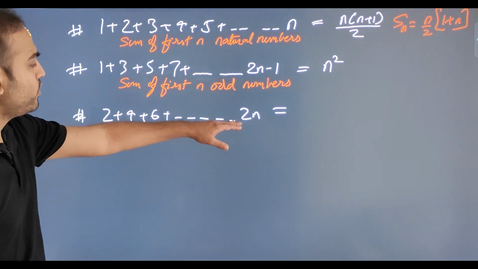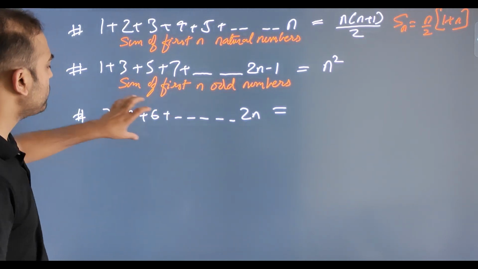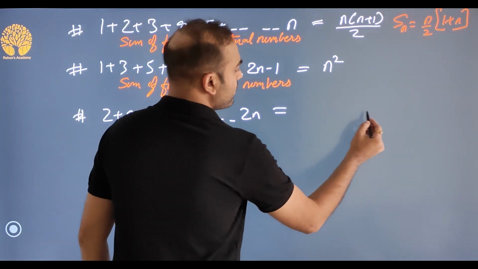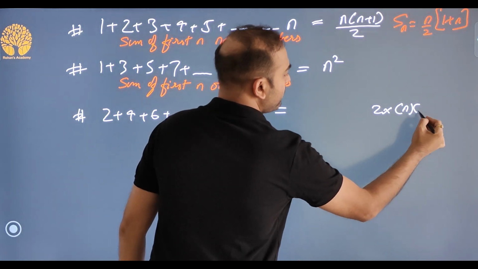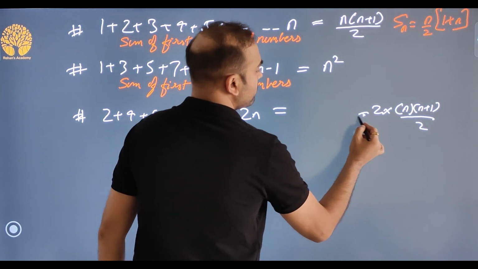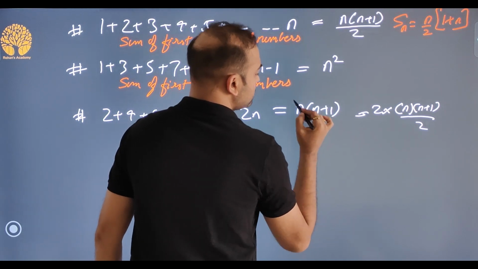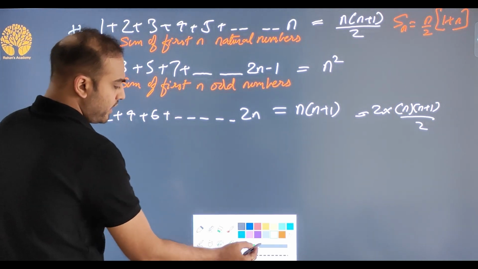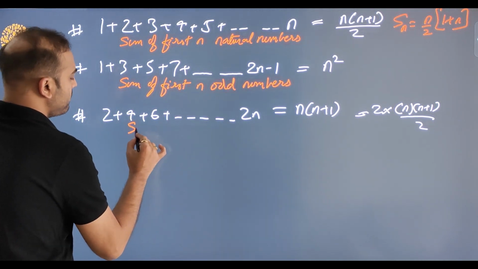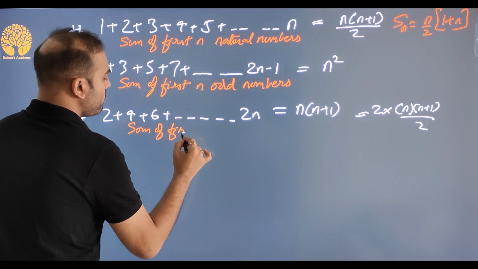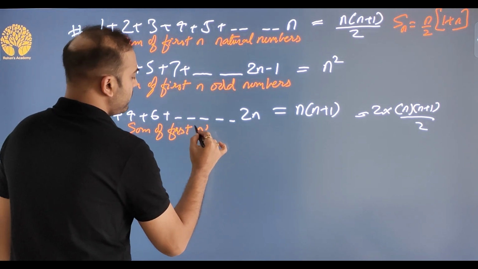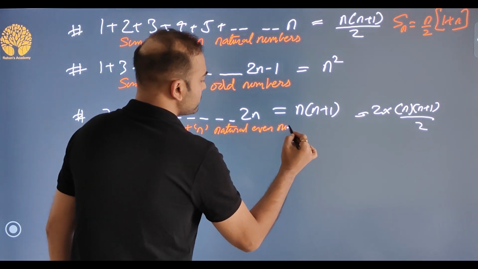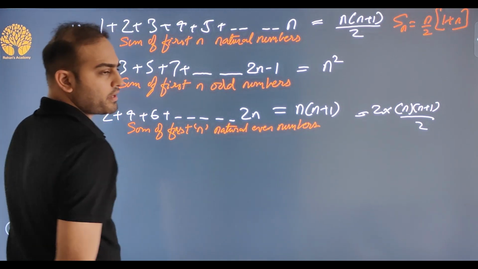Okay, what do we do? If you take 2 common, right? If you simply take 2 common, doesn't this become 1 plus 2 plus 3 till n? So that is simply 2 times n into n plus 1 by 2, which is essentially n into n plus 1. Okay, which is simply n into n plus 1. Right? Sum of first n natural even numbers. Okay.